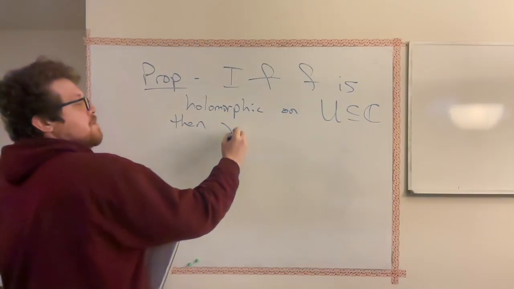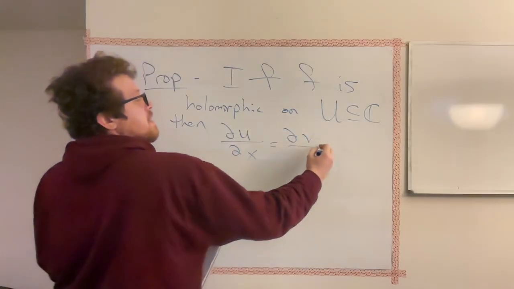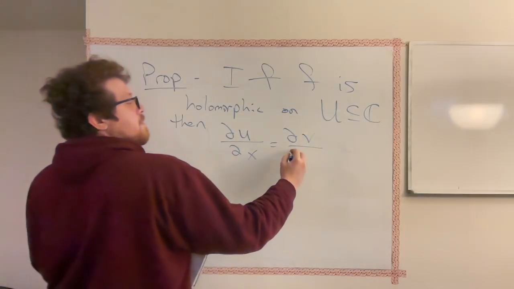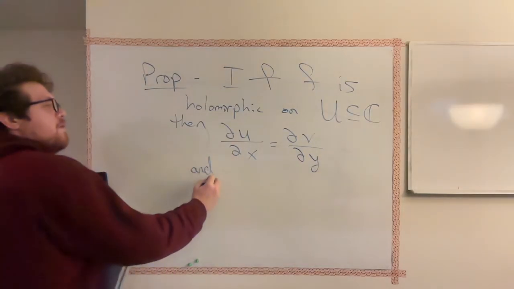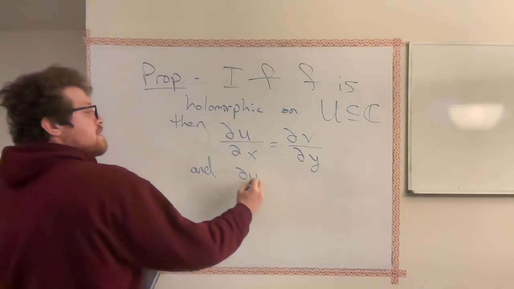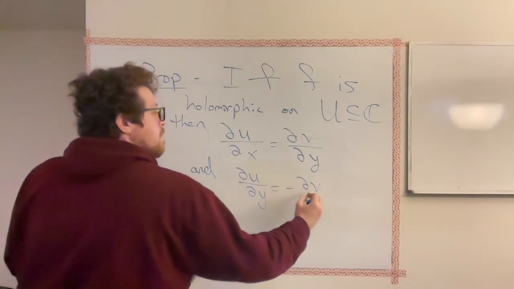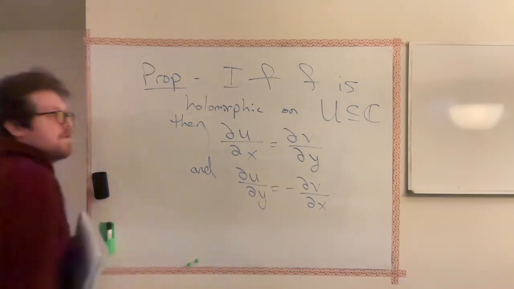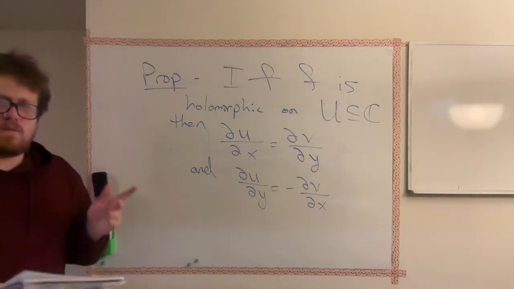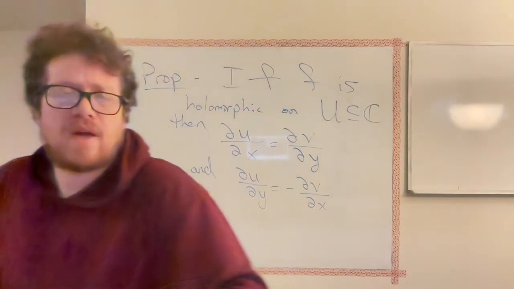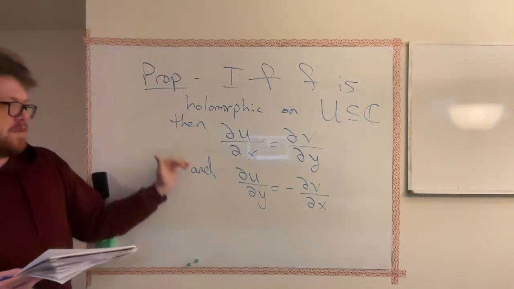So the partial derivative of the first output variable with respect to x is the partial derivative of the second output variable with respect to the second variable y. And du dy is the negative of the other one. Okay. So the Cauchy-Riemann equations essentially just say you have equality with both these partial derivatives.